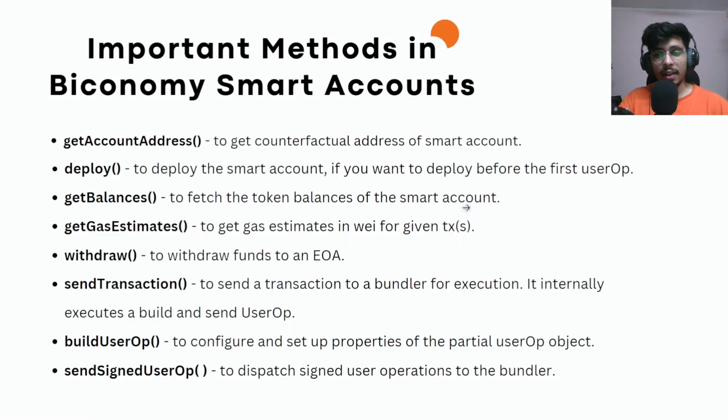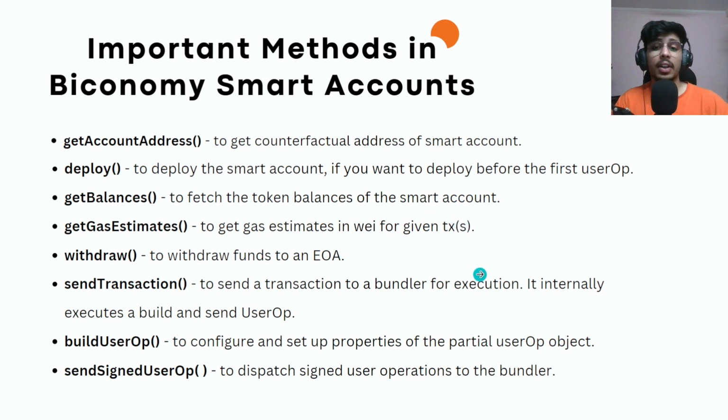Alright, now let us learn the important methods in Biconomy smart accounts. So we have get account address to get the counterfactual address of the smart account, right? Deploy, to deploy the smart account if you want to deploy before the first user op. Okay, so if you don't want to wait for the user to do the first transaction, you can basically deploy the smart account, right? And get balances is to fetch the token balances of the smart account.